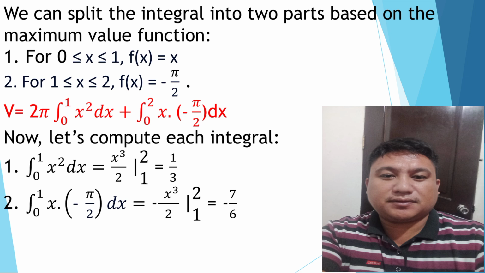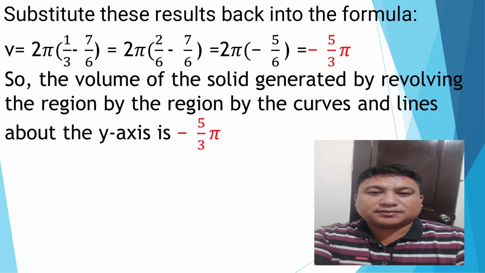The integral from 0 to 1 of x squared dx equals x cubed over 3 from 0 to 1 equals 1/3. The integral from 1 to 2 of x times negative x over 2 dx equals negative x cubed over 6 from 1 to 2 equals negative 7/6. Let's substitute these results back into the formula. V equals 2 pi times (1/3 minus 7/6) equals 2 pi times (2/6 minus 7/6) equals 2 pi times negative 5/6 equals negative 5 pi over 3.